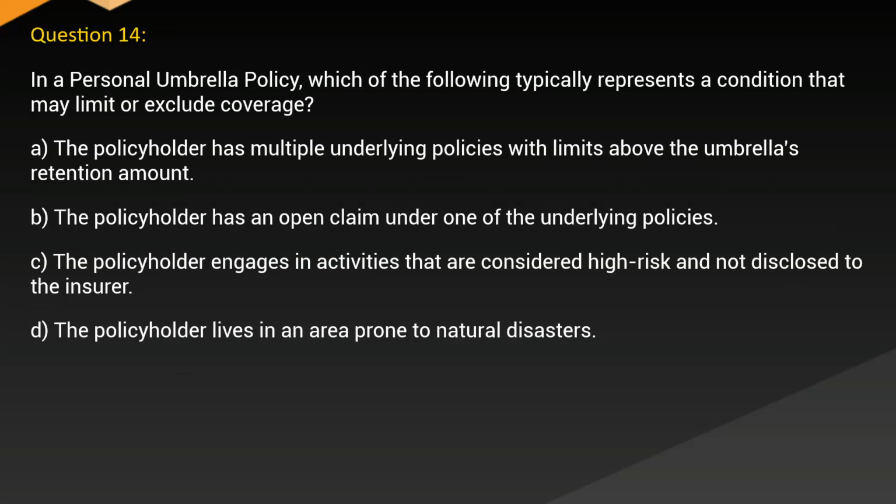Question 14. In a personal umbrella policy, which of the following typically represents a condition that may limit or exclude coverage? A. The policyholder has multiple underlying policies with limits above the umbrella's retention amount. B. The policyholder has an open claim under one of the underlying policies. C. The policyholder engages in activities that are considered high risk and not disclosed to the insurer. D. The policyholder lives in an area prone to natural disasters.